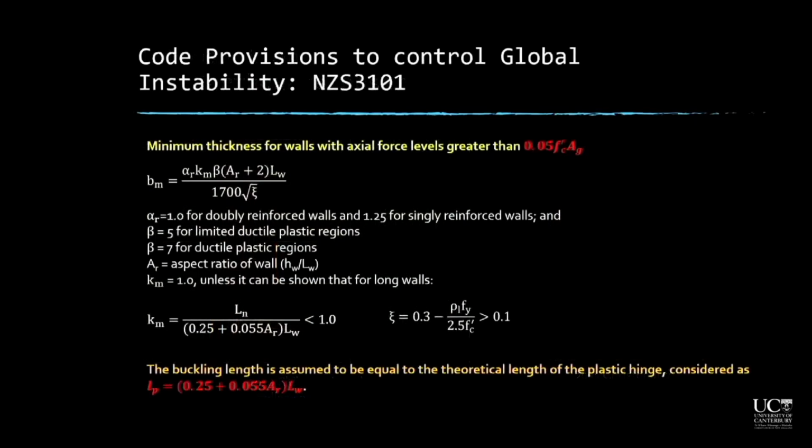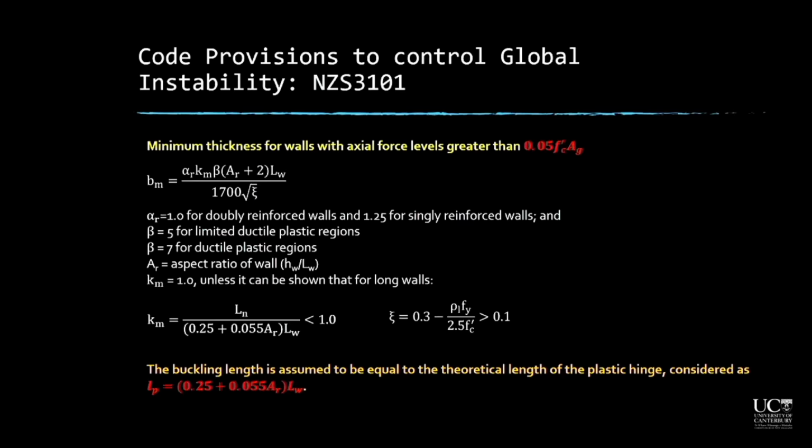In terms of design provisions, the New Zealand design standard is the only design standard which has a clause specifically related to this mode of failure. So the minimum thickness of walls for axial loads greater than 5%, so axial load ratio greater than 5%, needs to be limited to this value.